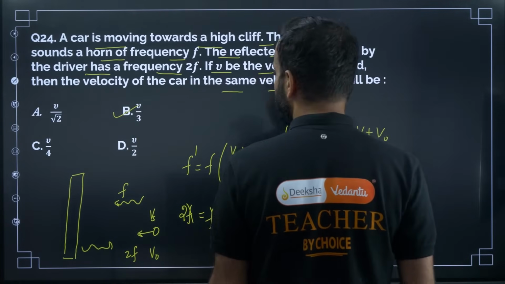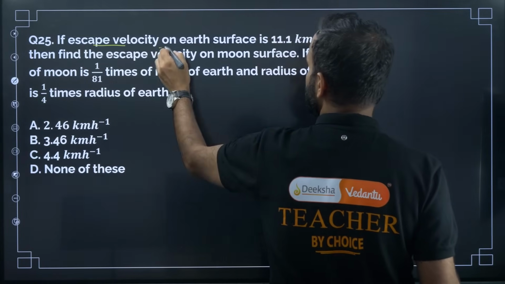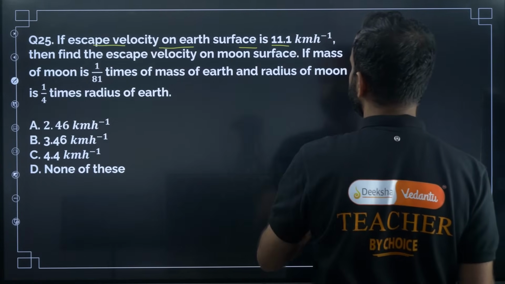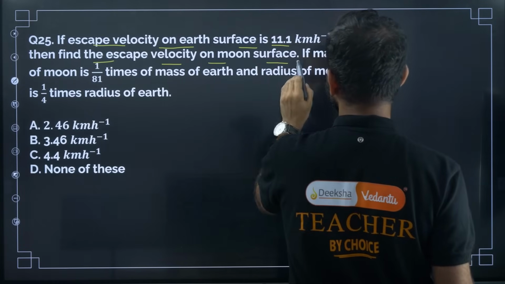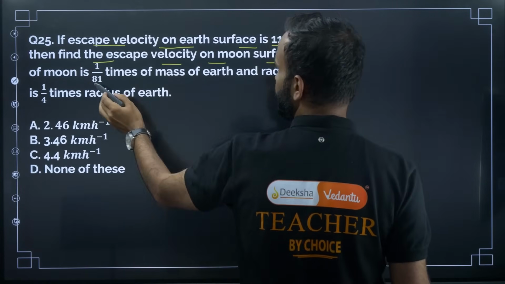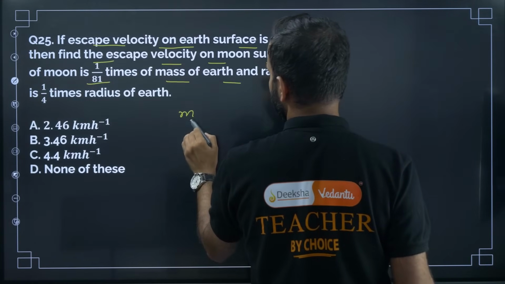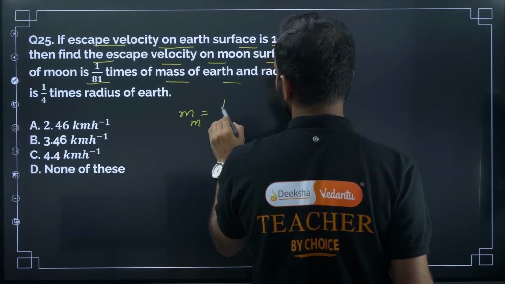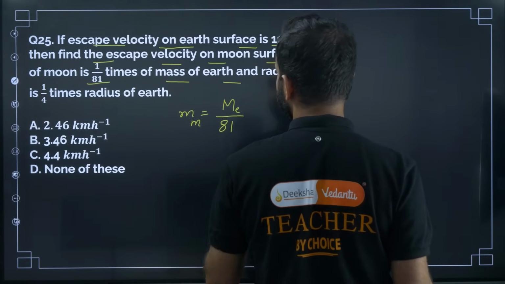Next one, question number 25. If escape velocity on the Earth's surface is 11.1 km per second, then find the escape velocity on the Moon surface, if the mass of the Moon is 1 by 81 times the mass of the Earth, that is, mass of Moon is equal to mass of the Earth divided by 81.